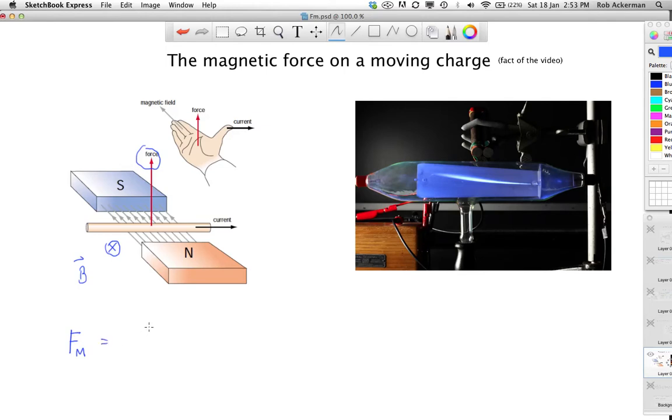depends on a number of variables, and I'd like you to pause the video right now and try to brainstorm what factors you think would affect how much force each individual charge in this conductor is experiencing? And then come back. All right, you're back, and what did you come up with? Well, hopefully you realized that the greater the magnetic field over here, the greater the force. So we should see the letter B in this formula.